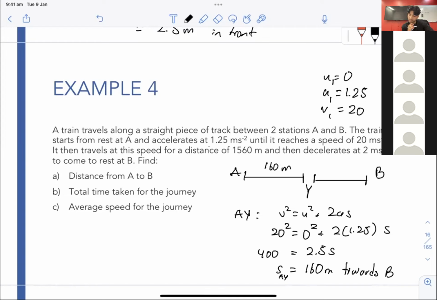Now, after it reaches 20 meters per second, it travels at that speed for a distance of 1560 meters. And then decelerates at 2 meters per second squared to come to rest at B. So we've got this portion, Y, that's 1560 meters long. And then following this, we have a deceleration at 2 meters per second squared to come to rest at B. So what we've got to find now is how long there is between Y and B.